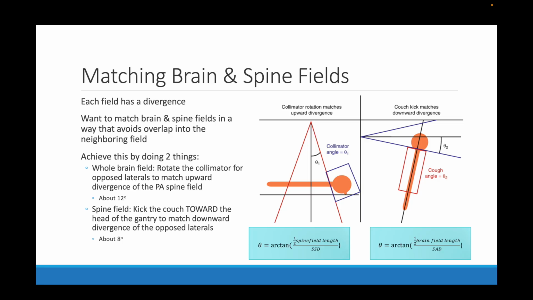But the other plane where we're seeing the divergence is from the whole brain field itself, there's going to be some divergence, right? Because even though we are angling the collimator to match the divergence of the spinal field, that whole brain field itself is going to have, it's like shining a flashlight into this page. So there's going to be some divergence into the spinal field.